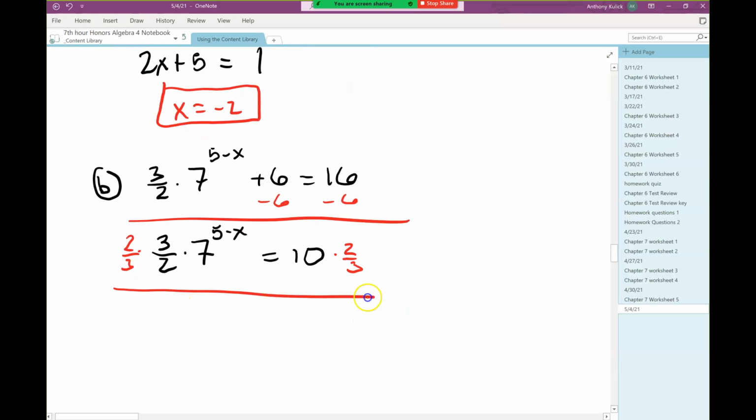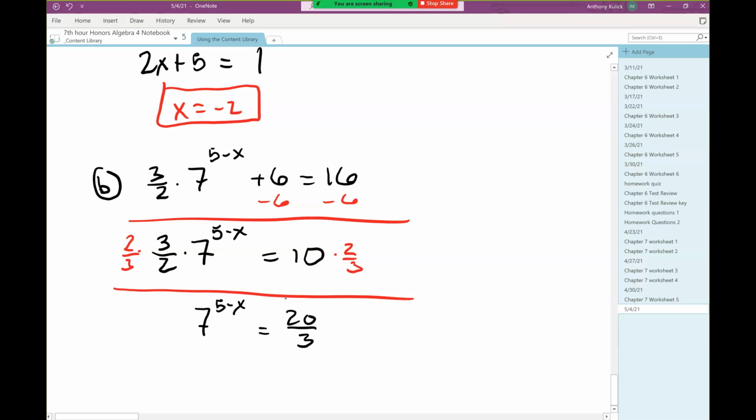Everybody's good there? Regardless, you're doing the same action there, whether you think about it as division or multiplication. I just like doing it as multiplication because it's easier to do in my head, because I want to keep the fraction if I can. I'd rather not have it be a decimal because we're looking for an exact answer. So I don't want to get a decimal that I might have to round. If I divide by 3, I'm going to get a repeating decimal, and I don't want that.